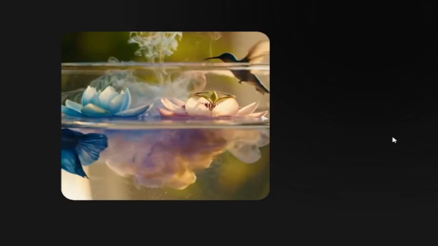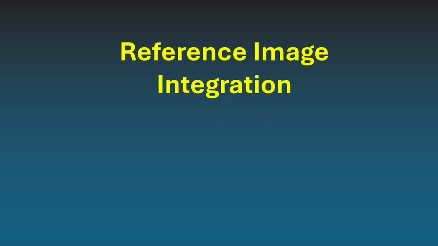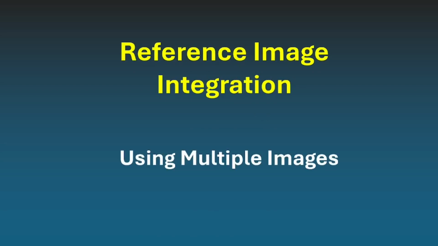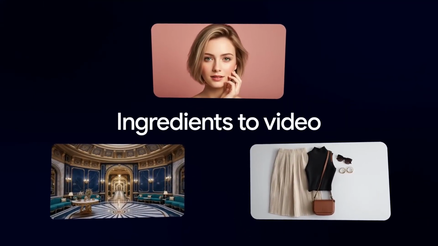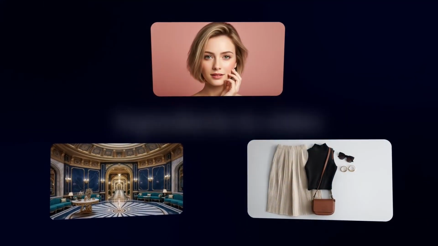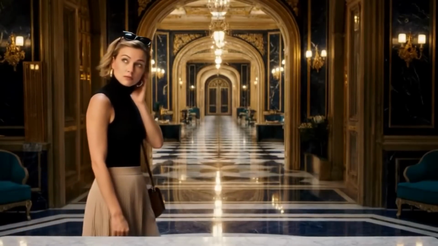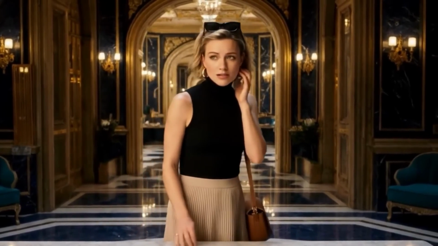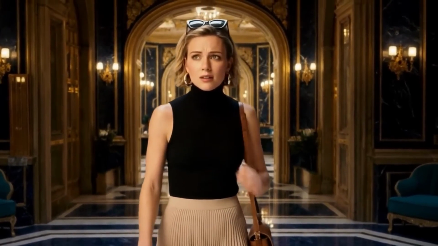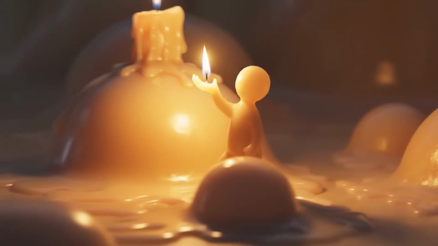What makes Veo 3.1 truly remarkable are its new intelligent features. First, there's reference image integration. You can now use up to 3 image references to shape your scene. These images act like ingredients, one for the character, another for the environment, and a third for the object or style. Veo then blends them seamlessly into a single, consistent world, matching lighting, color, and perspective so perfectly that it feels like real footage captured through a high-end camera lens.